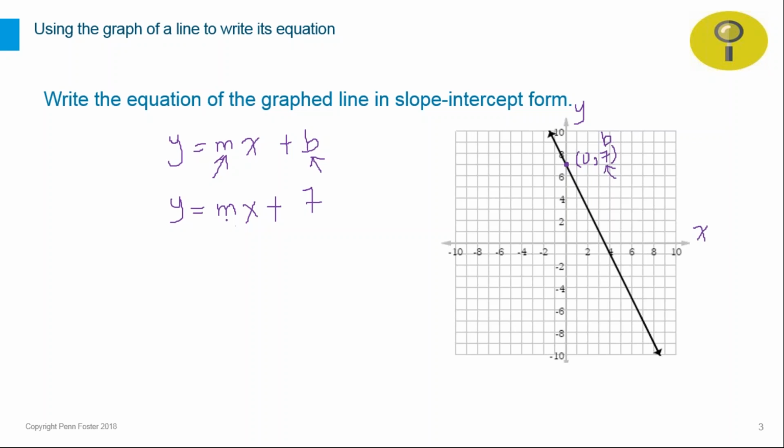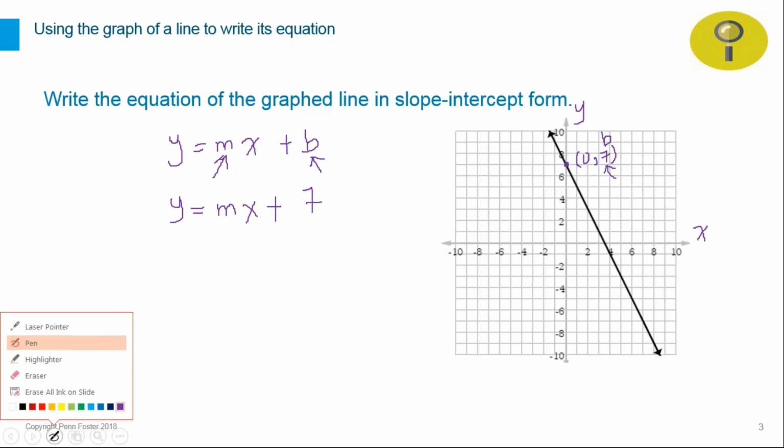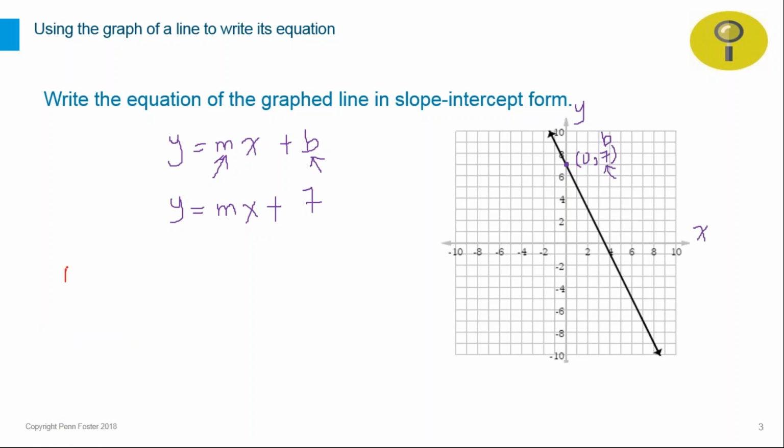Next, our job is to find the m, the slope. How steep is that line? And to do that, we need to use a formula that calculates the slope of a given line. And that formula is m, the slope, equals y2 minus y1 over x2 minus x1.